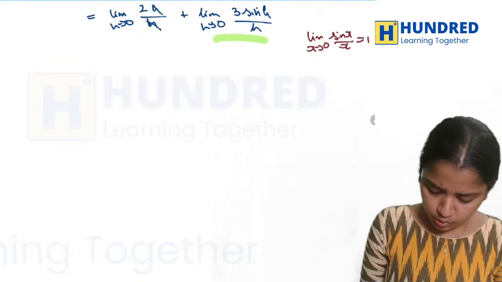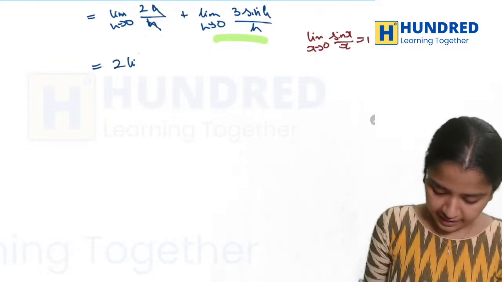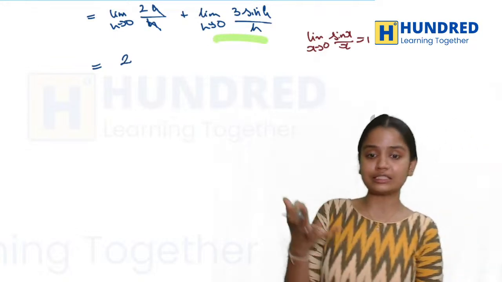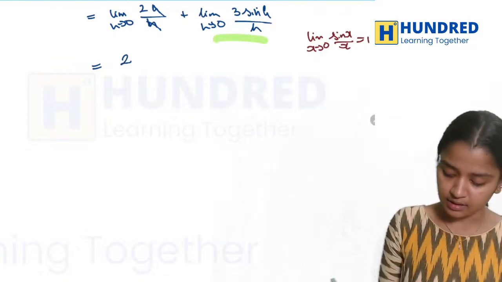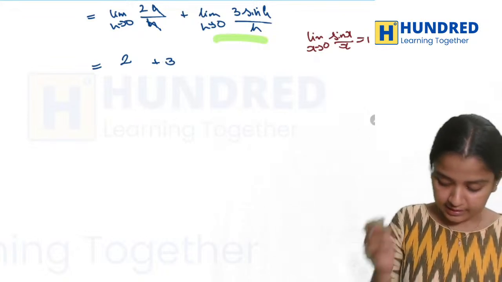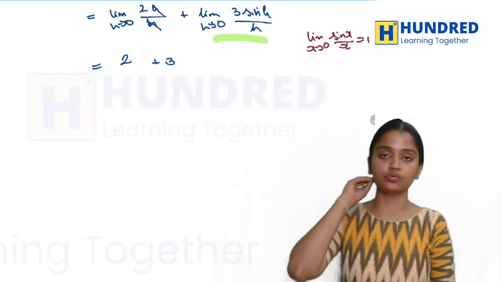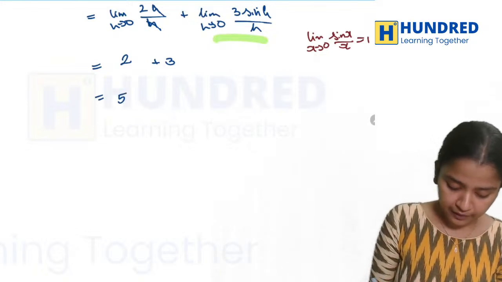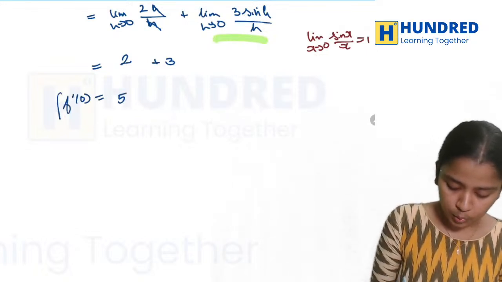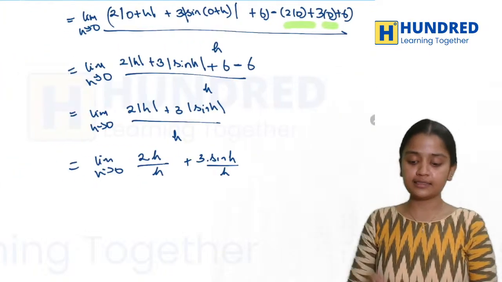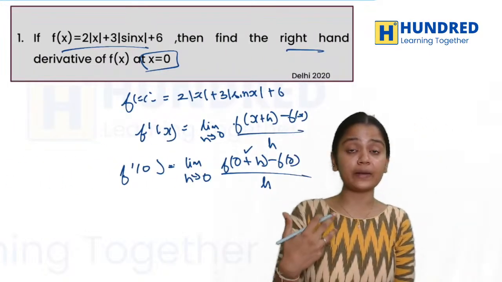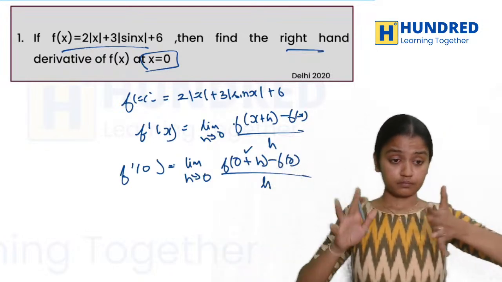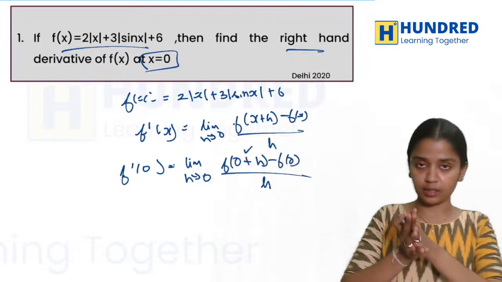Now the terms cancel, so 2 times it will just be 2. The limit of a constant is the constant as it is, and this will be 3 into the limit as h tends to 0, which will become 1. So what will happen when I further do? It will be 5. So f dash of 0 will be 5. So we found our right hand derivative with respect to x equal to 0.